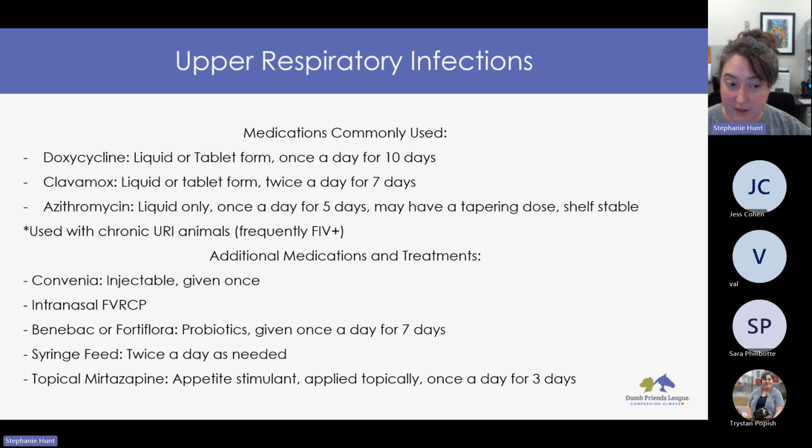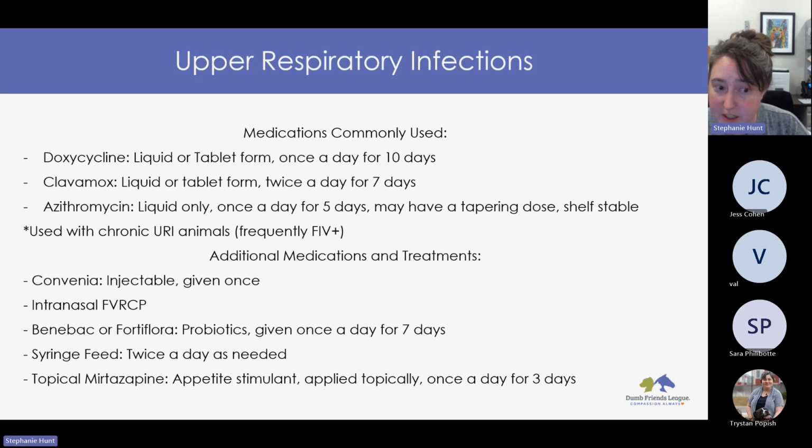We do have intranasal FVRCP. FVRCP is the combo vaccine that we give to our adult animals coming into the shelter. They get a booster 2 weeks after coming into the shelter. Our kittens and puppies that are coming in younger are going to get that FVRCP or DA2PP vaccine when they first come in, and then they get boosters every 2 weeks while they are working to get up to 2 months, 2 pounds, and become adoptable.